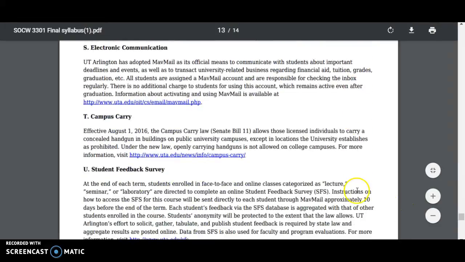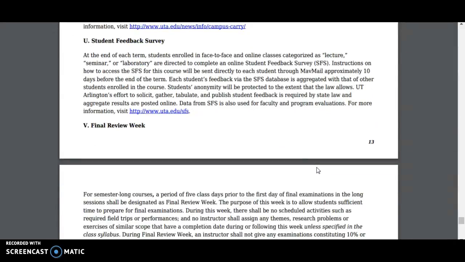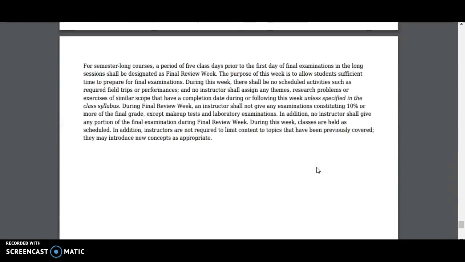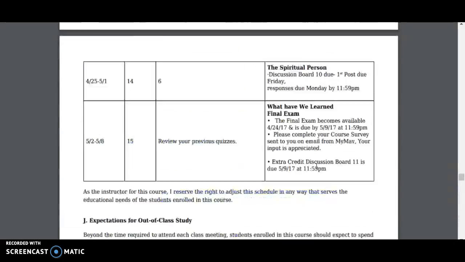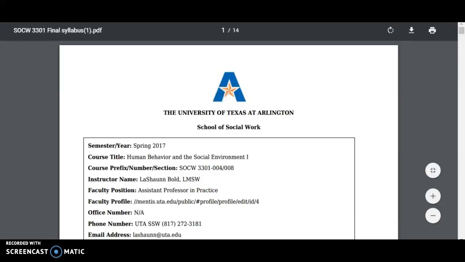Here's the academic integrity, campus carry. We do have a student feedback survey at the end of the course that I would very much appreciate it if you would mark on your calendar to be sure and complete. I use those to build future courses. And then here's some information about finals week. So I'm going to scroll all the way back to the beginning. That is the syllabus in a nutshell.